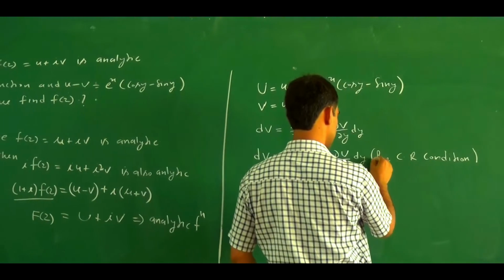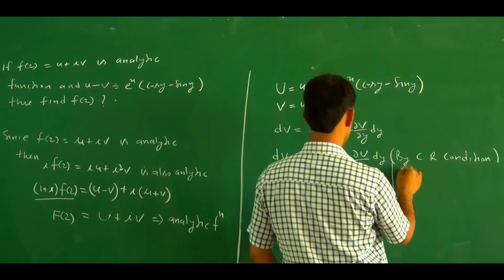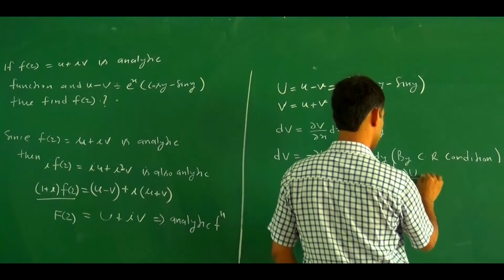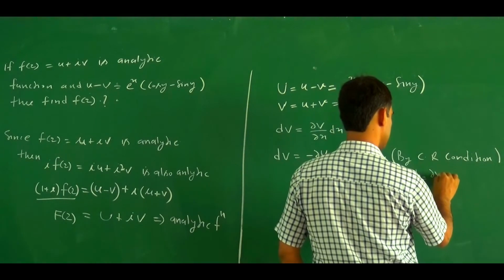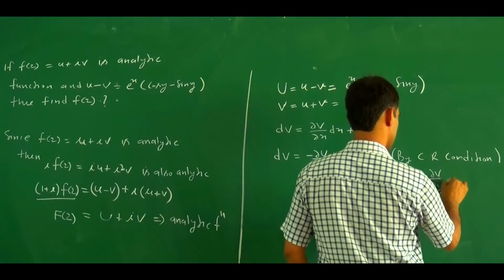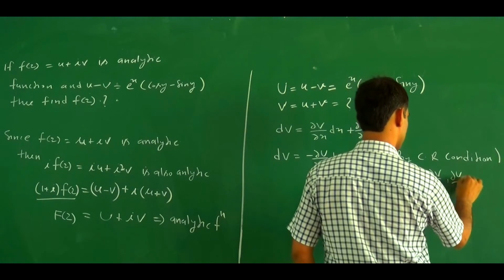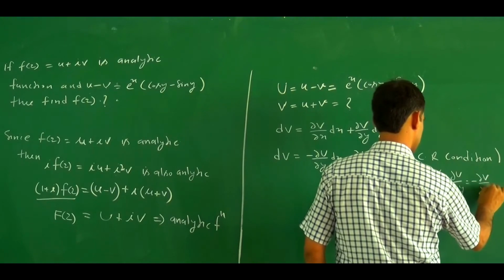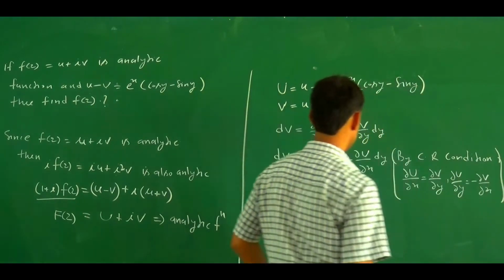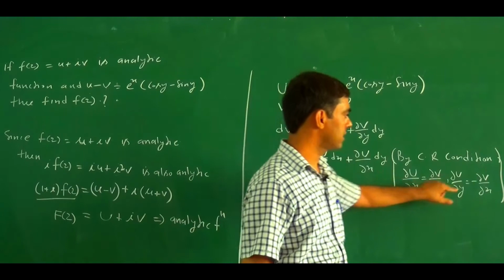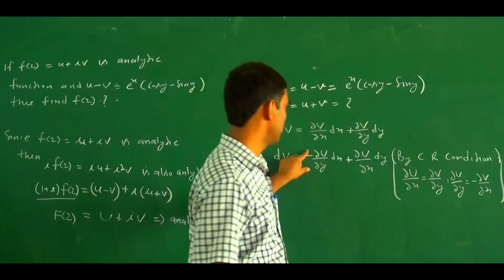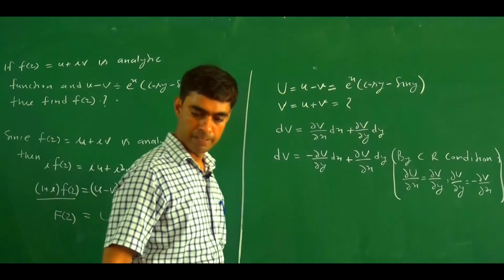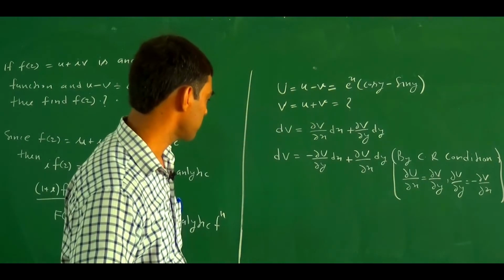What is the CR condition? It means ∂U/∂x = ∂V/∂y and ∂U/∂y = −∂V/∂x. So we use this condition: ∂V/∂x = −∂U/∂y and ∂V/∂y = ∂U/∂x. So we use this condition.